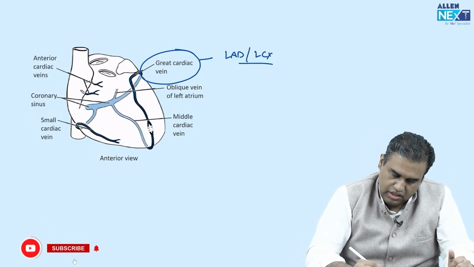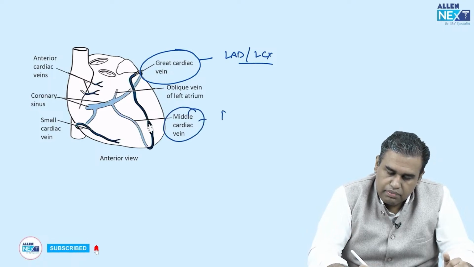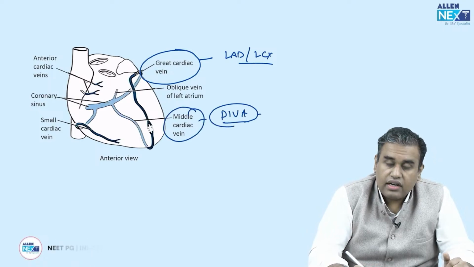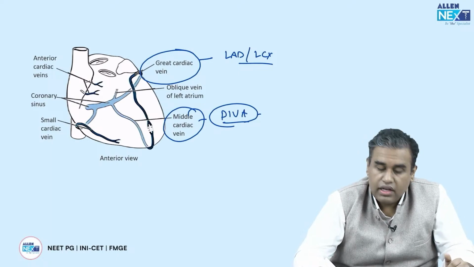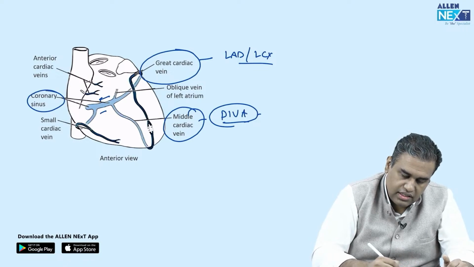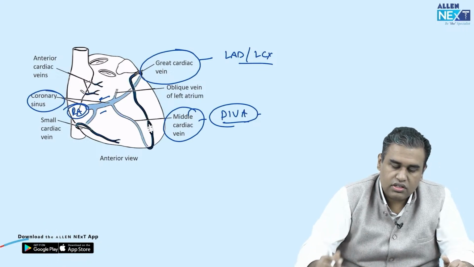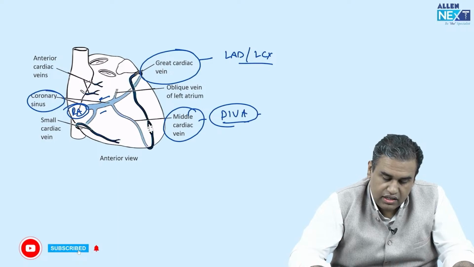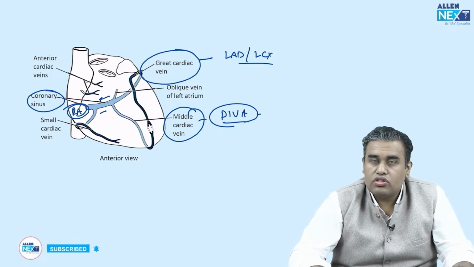And the middle cardiac vein is running where? In the posterior interventricular groove, with the posterior interventricular artery. This you have to remember. And what happens to them all? They all combine to form the coronary sinus, which drains into where? Right atrium. It drains into the right atrium. Remember this. Okay, so these are a few veins.